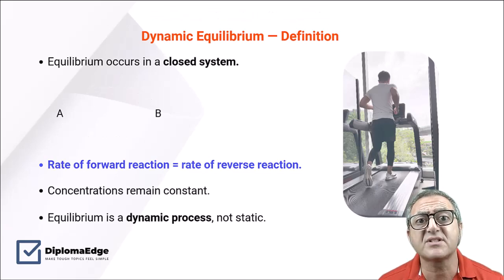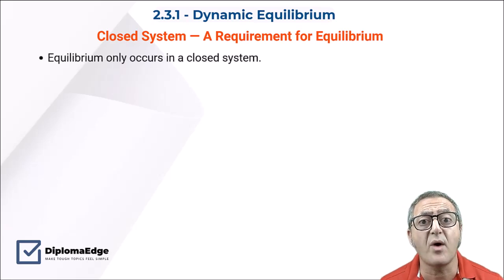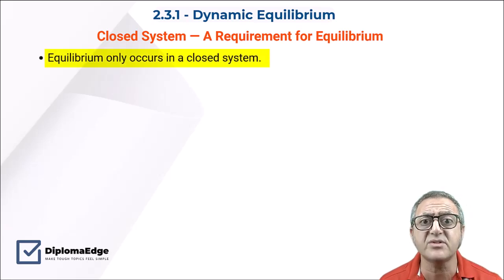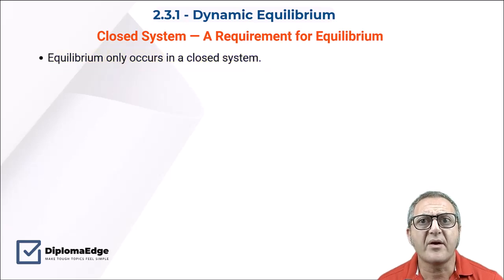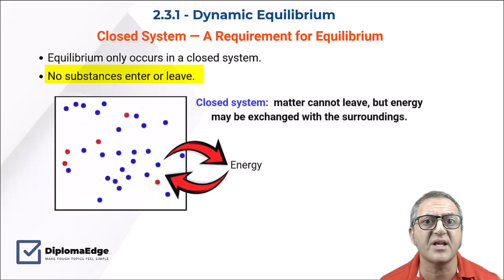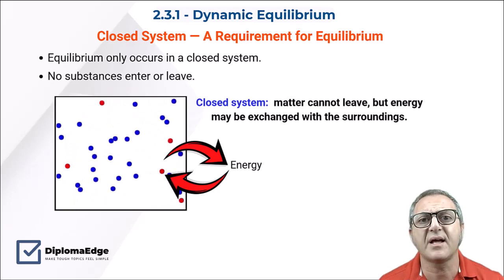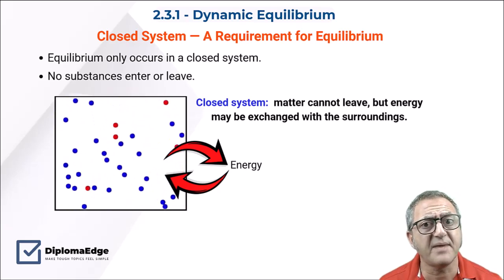And for you to understand what a closed system is, because it's a requirement, logically, a closed system is a system where matter cannot enter or leave the system. So you start with the same amount of matter and you finish with the same amount of matter. Energy can get in and out, but the matter cannot.